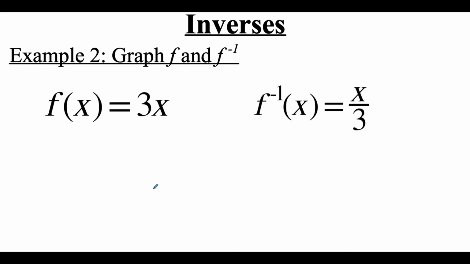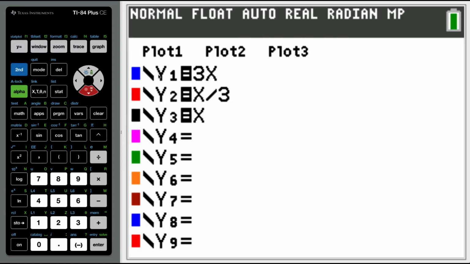In this example, we're going to look at another set of functions. So for our function f of x, we've got 3 times x. And the inverse, well, the opposite of multiplying by 3 is dividing by 3. So we have x divided by 3. I'm going to graph these ones out on my calculator. So in my calculator, for y1, I've got the 3x. For y2, I've got x divided by 3. And then y3, I've got just that y equals x in there again.